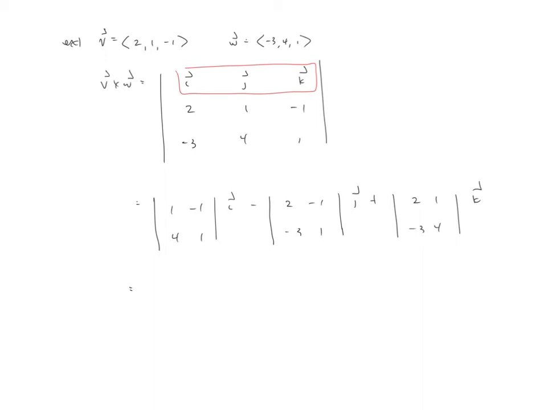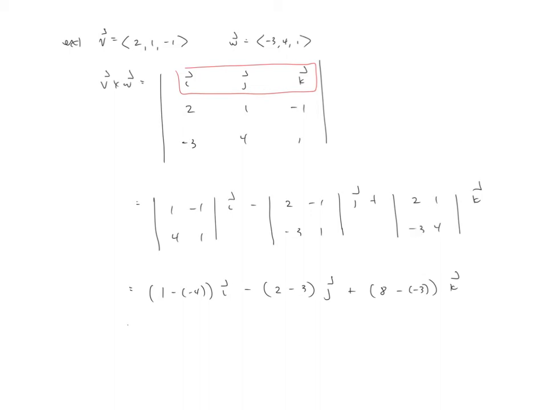So for that first one, we are going to have a 1 minus a minus 4 i. Then we're going to have a 2 minus a 3 j. Then we're going to have an 8 minus a minus 3 k. So remember, to get those, I multiplied this with this, minus this times this. This times this, minus this times this, this times this, minus this times this.